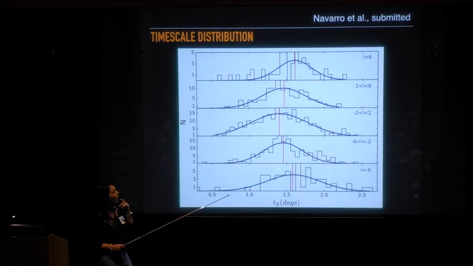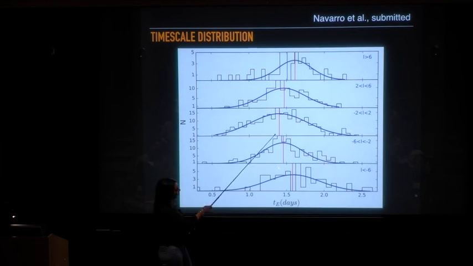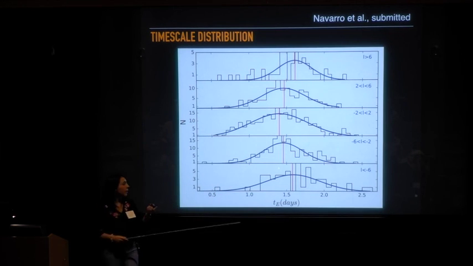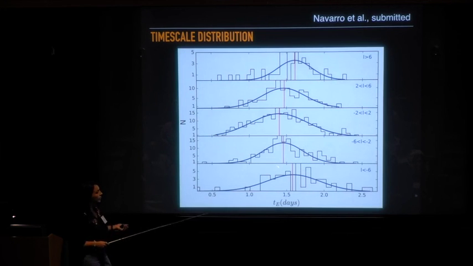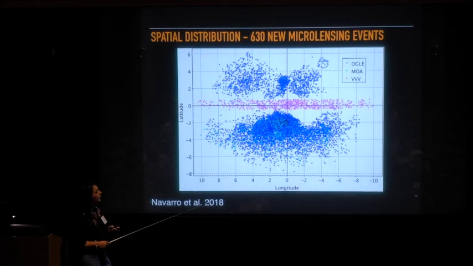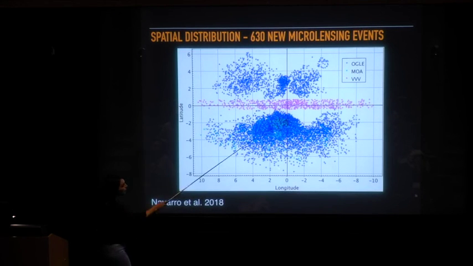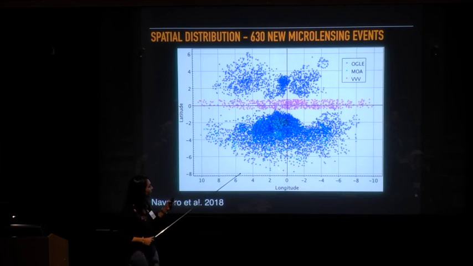Also, I detected that the timescale distribution changes at different latitudes. If we approach the center, the timescale distribution decreases. This was found before by Łukasz, and it is a trend that we expected to find in the very center. This is the map of the 630 microlensing events in pink, and the MOA and OGLE microlensing events between the same time of the survey, between 2010 and 2015.